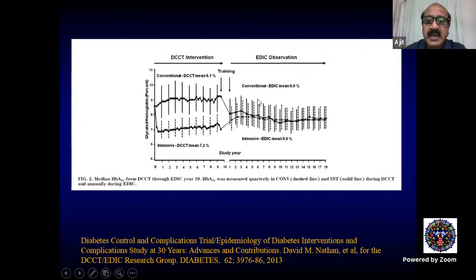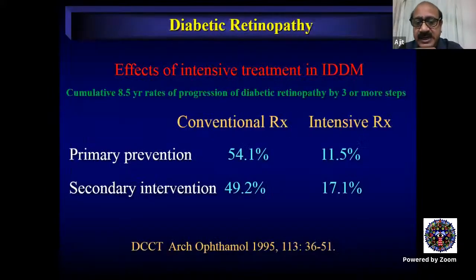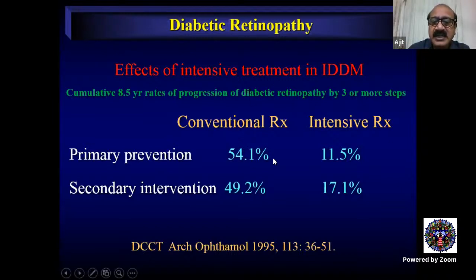However, in EDIC, that is the continuation of the DCCT trial population, whoever was interested in extending to be part of this study, their HbA1c level is around 8. So we'll see what that has resulted in. If you see, this is an 8.5-year rate among the DCCT trial population. Primary prevention with intensive therapy resulted in almost 5 times less, whereas in secondary intervention, it is 3 times less with intensive therapy.